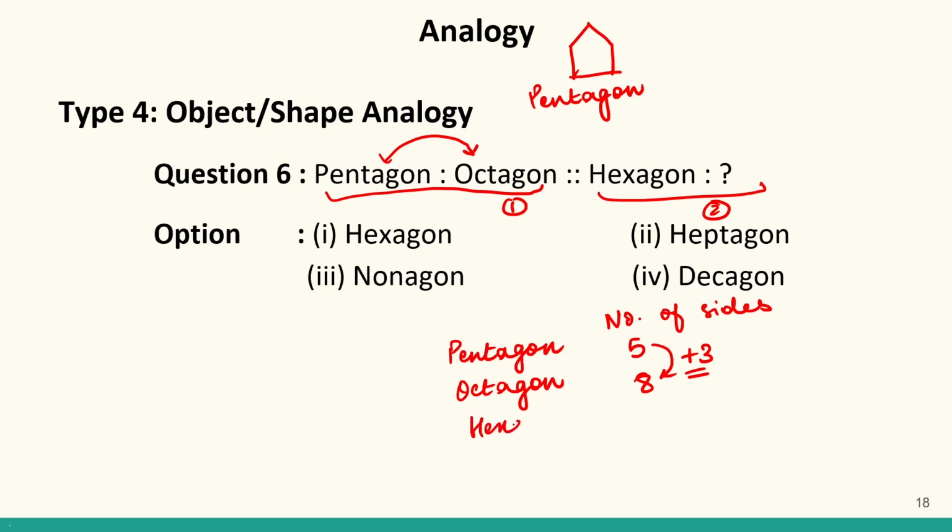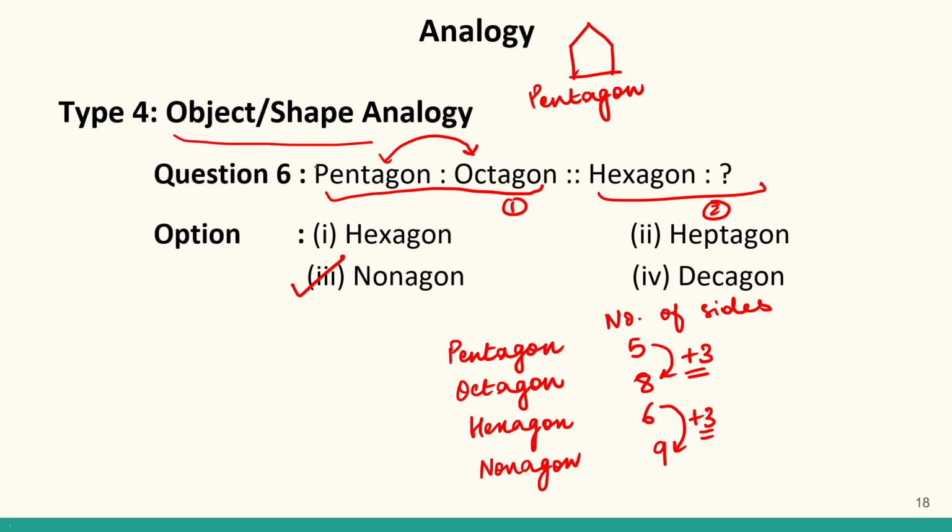Similarly, how many sides does a hexagon have? A hexagon has 6 sides. So we have to find a figure which has 3 more sides than a hexagon, which will have 9 sides. The figure which has 9 sides is called a nonagon. So our answer will be option number 3, nonagon.